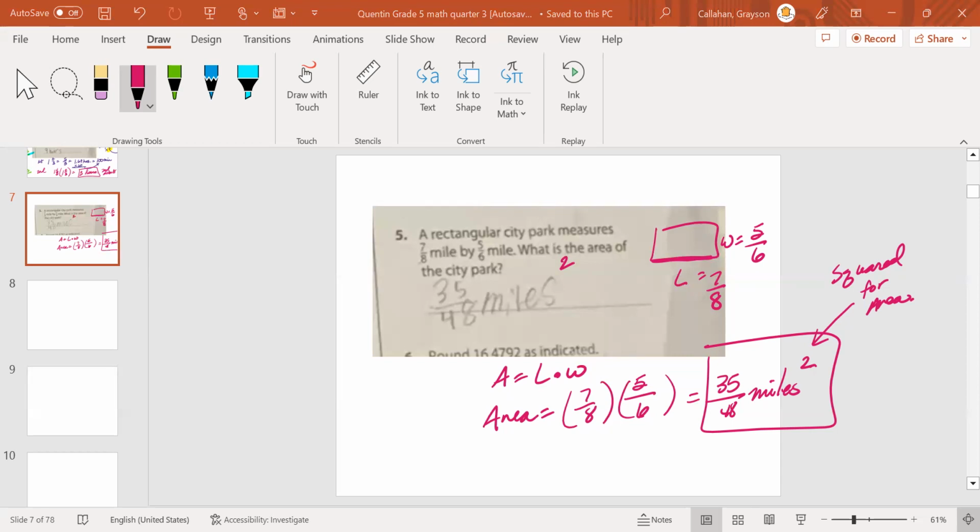Did you do number 6 yet? Can you go ahead and try to do number 6? Why don't we walk it through together? You want to do that? Okay.